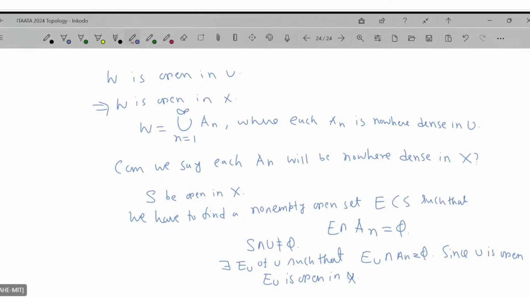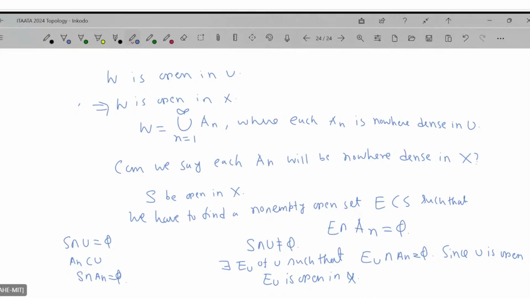So therefore we got that. Another possibility is that H intersection U is phi. And because AN is contained in U, so H intersection AN will obviously be phi. So this proves that each AN is also nowhere dense in X. So therefore we got the solution. So now what is the reason? So W be an open set in U.